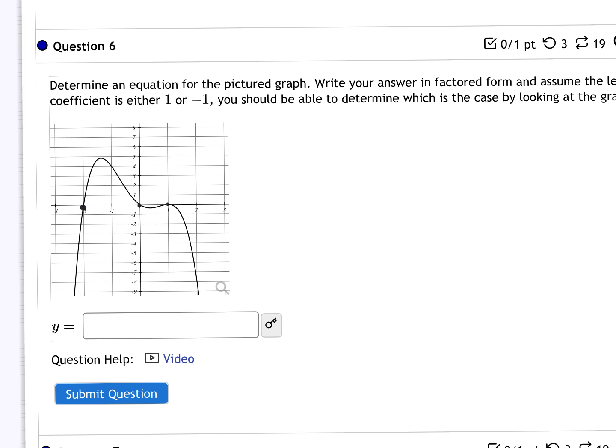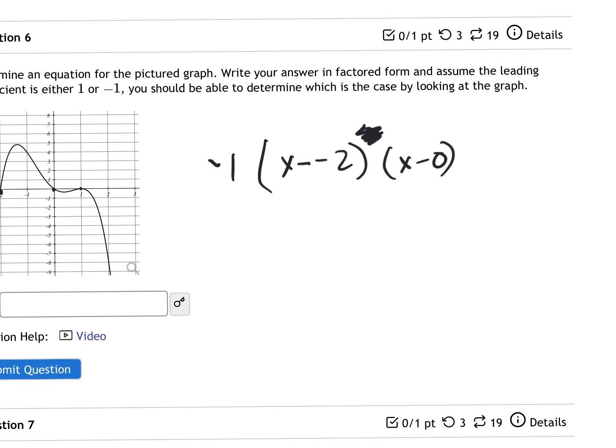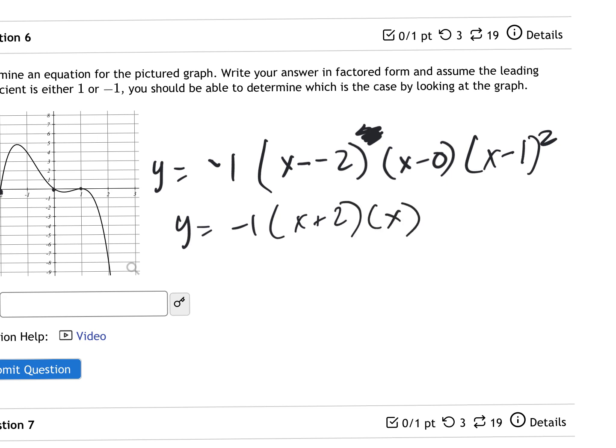All right, doing the same thing here. It bounces off here. This is a negative 1, right? Because it's opening down. Looks like a 4th degree polynomial. So you're going to go x minus your negative 2 twice. Or not, just once. It doesn't bounce. It crosses through. Sorry. And then x minus 0, that piece. And this is where it bounces. X minus 1 squared. So you get y equals negative 1, x plus 2 times x minus 1 squared.